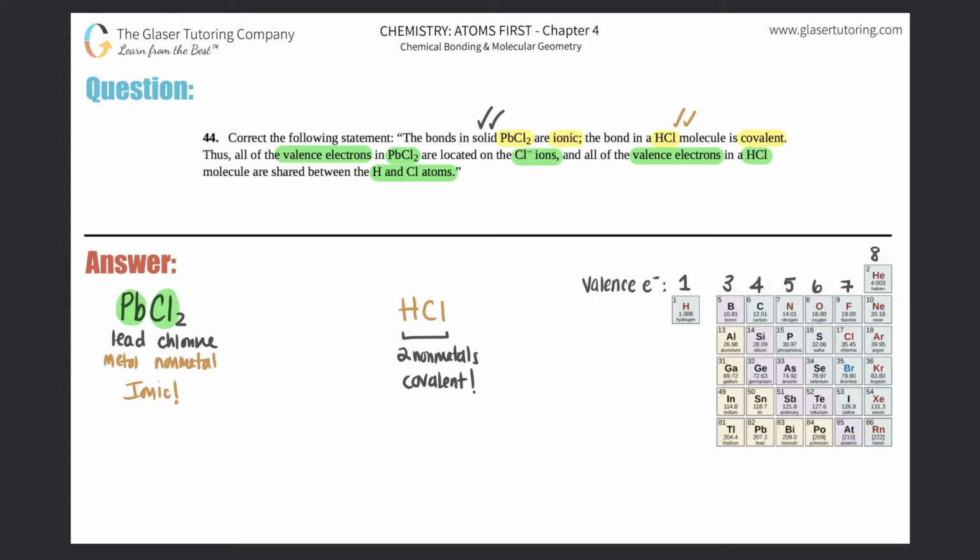So now there's probably going to be a problem with the second part. So let's look at it. When they say thus, all, okay, so that's a big statement right there, right? They say all of the valence electrons in PbCl2 are located on the Cl- ions. So if we drew this out, they're telling us that all of the valence electrons should be located on the Cl-. So let's draw it out.